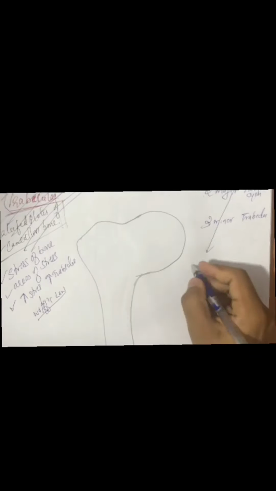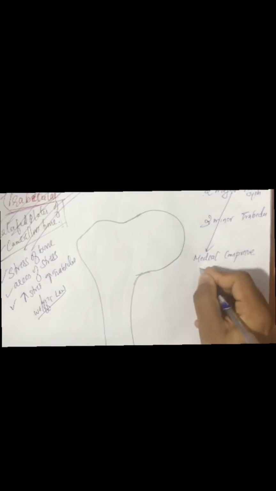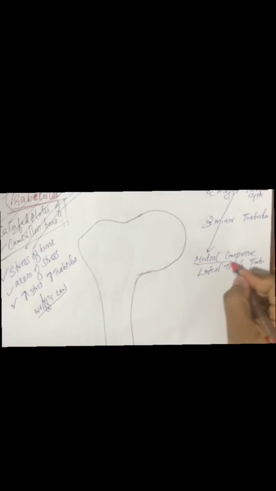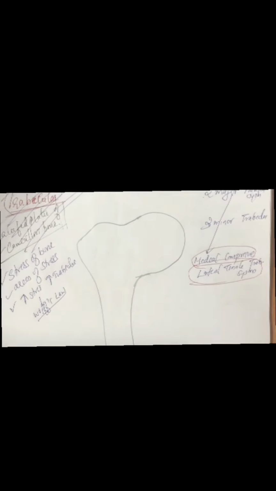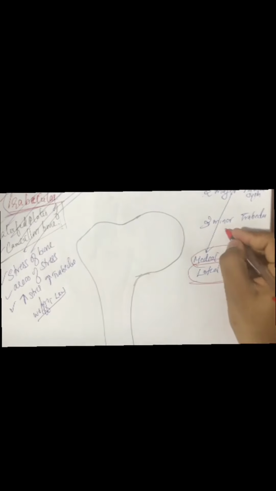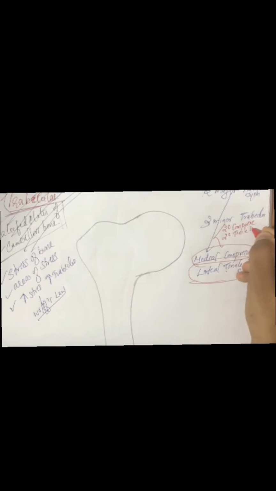Two major trabecular systems are the medial compressive trabecular system and the lateral tensile trabecular system. So in the hip joint there are two primary, that is two major, systems that carry the major function: the medial compressive trabecular system and the lateral tensile trabecular system. The minor ones are known as the secondary compressive trabecular system, the secondary tensile trabecular system and the trochanteric system. You will understand when I draw the diagram.